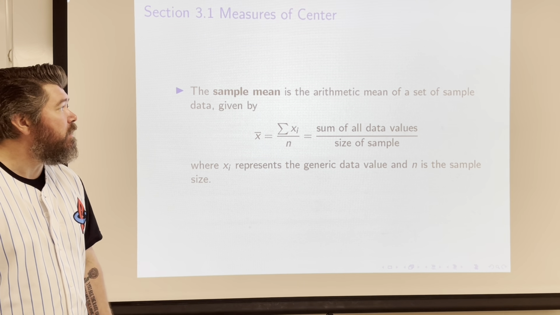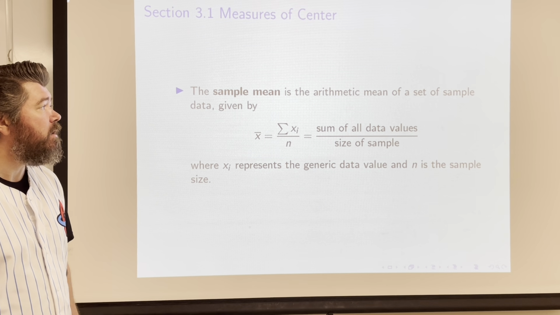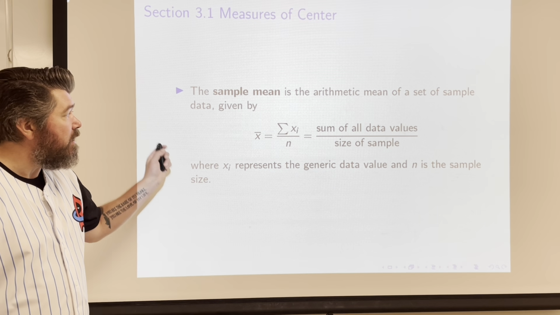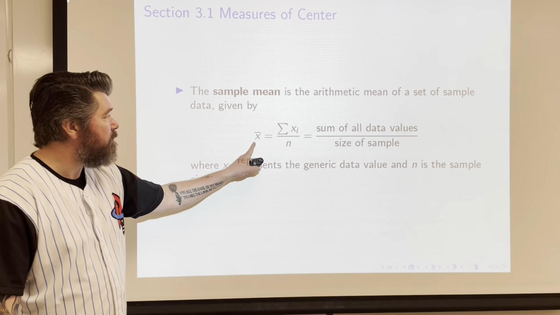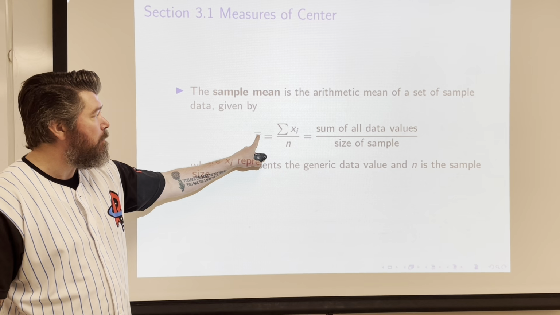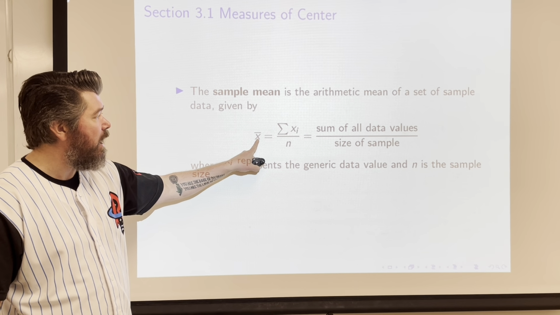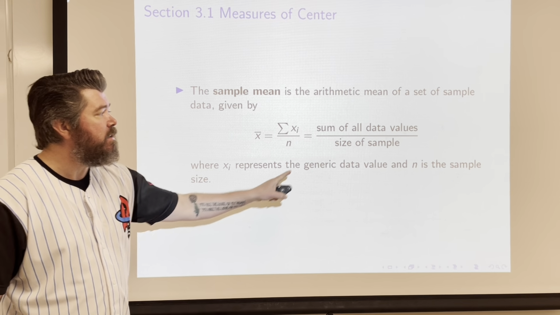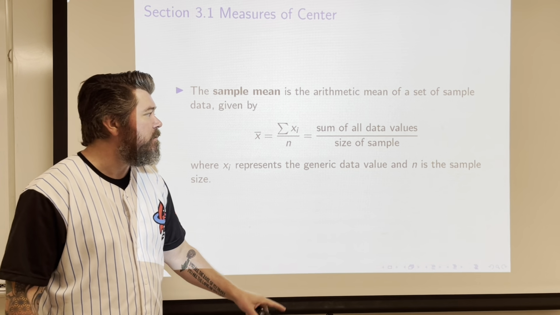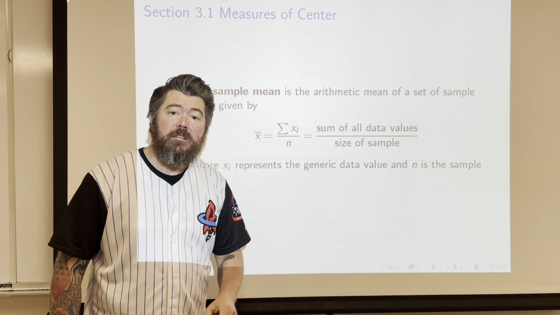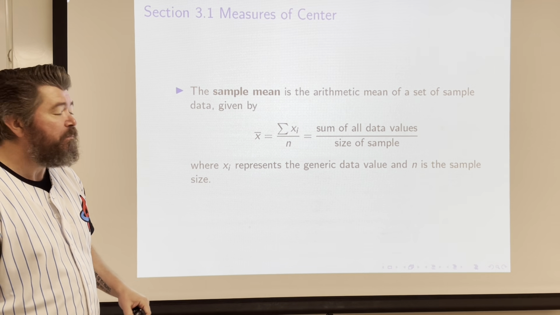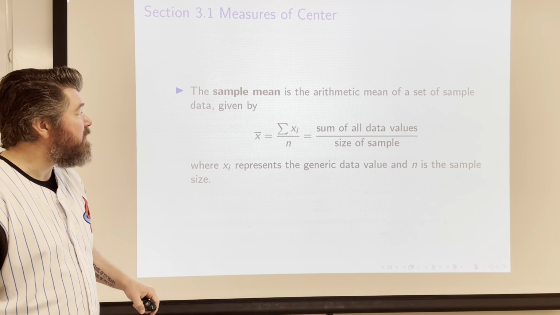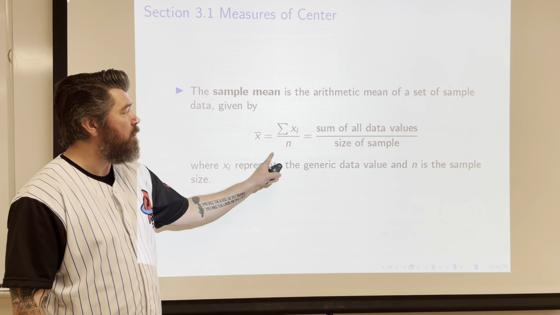The sample mean, or the arithmetic mean, is given by the following formula. We denote it by X bar. This is how we read it, X bar. And it's the sum of all data values divided by the size of the sample given. Using mathematical notation, we write it as follows.